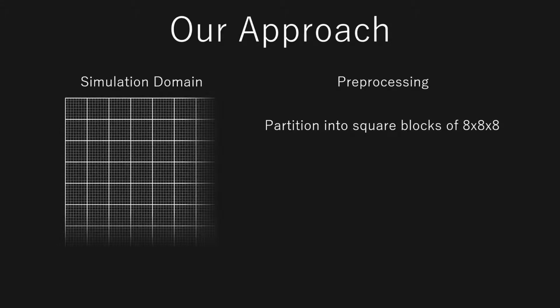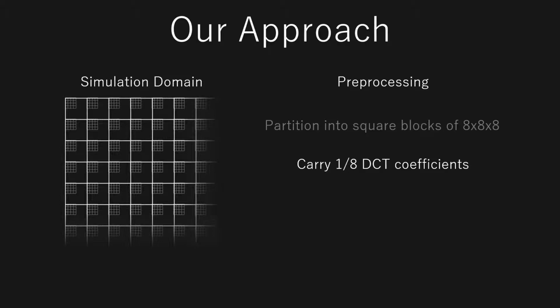First, we partition the whole simulation domain into square blocks of 8x8x8. Second, data in each block are transformed into DCT space. At this time, we only carry 1/8 coefficients, so our method requires only 1/8 data compared to a full simulation. After that, these data are transferred to the global memory on GPU. Next, we enter simulation loop.